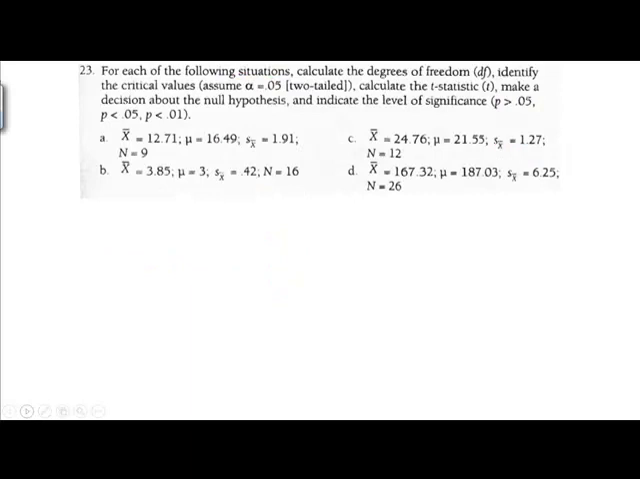For each of the following situations, calculate the degrees of freedom. Well, that's easy. Degrees of freedom equals n minus 1. Identify the critical values of alpha being 0.05. Calculate t and make a decision about a null hypothesis. Okay. Let's do one we can reject. Let's do C.